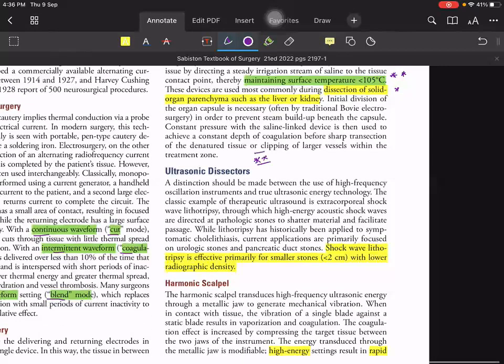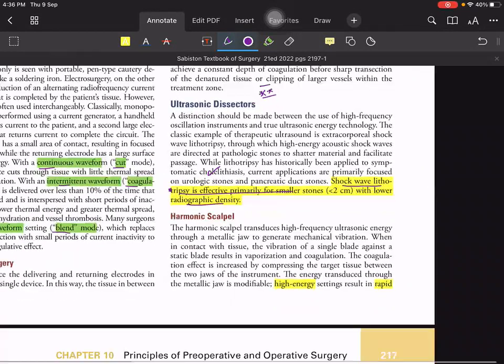Where are ultrasonic dissectors? The ultrasonic dissectors, the new dissector, there we are using this. Shock wave lithotripsy is effective primarily for smaller stones with low radiographic density. Like ESWL in a renal stone, we can use this. For polylithiasis also. Ultrasonic dissector. And harmonic scalpel.